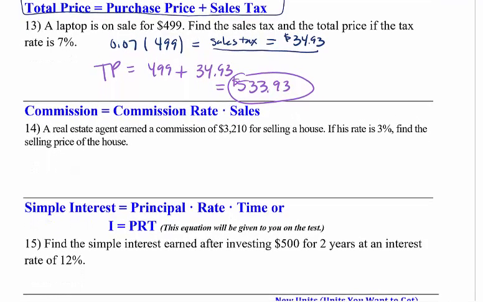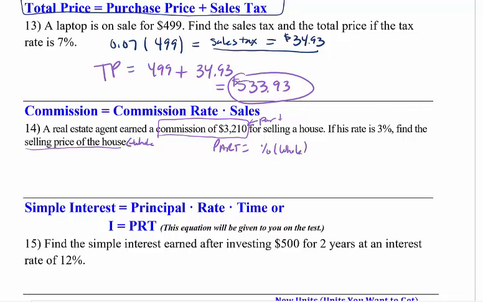A real estate agent earns a commission of $3,210. The rate is 3%. So here's my question. Is the 3,210 the part or is it the whole? This is my commission. That is the part. I want the original selling price. That is my whole. So again, part equals percent times whole.